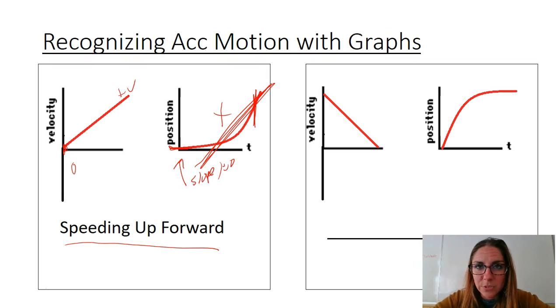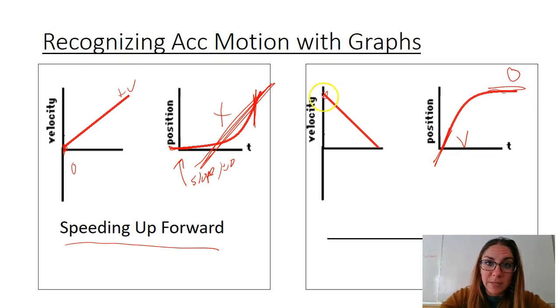Okay, so the analysis would be you have a slope here and no slope here. Slope means velocity, no slope means 0. Positive velocity to 0 means you're slowing down. And that's true here. We have a positive velocity and 0. So we're slowing down forward.